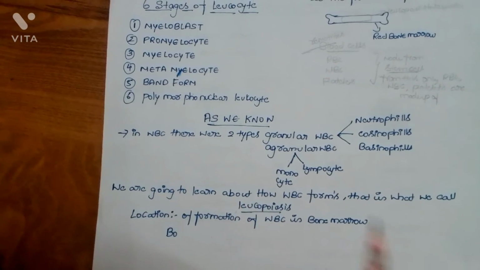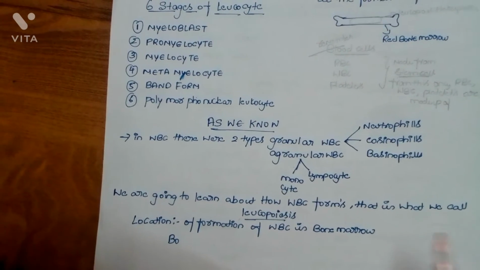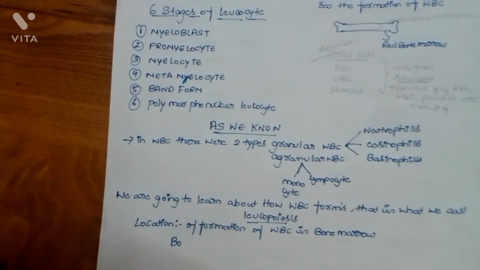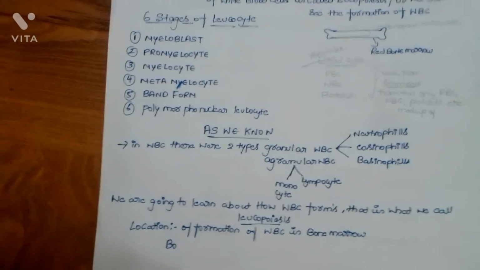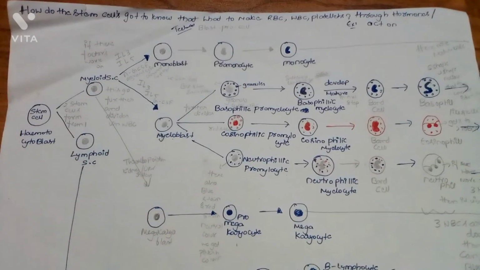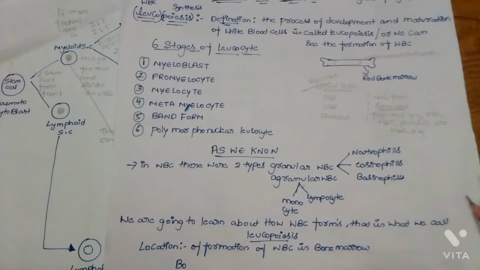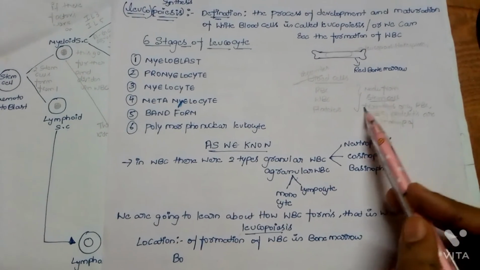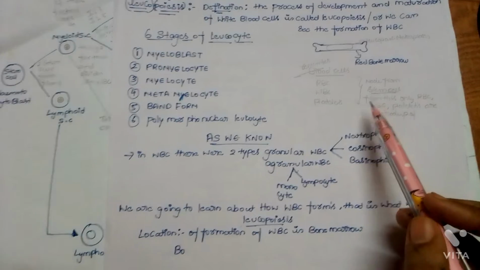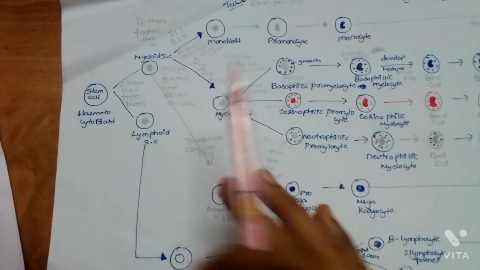We are going to learn about how the WBCs are going to form. That is what we call the leukopoiesis process. As we know, WBCs form from the bone marrow. As I told you before, whether it may be RBC, WBC or platelets, they are made from the stem cells. From these only, these 3 are formed. So, we are going to see these 6 stages in the above diagram.